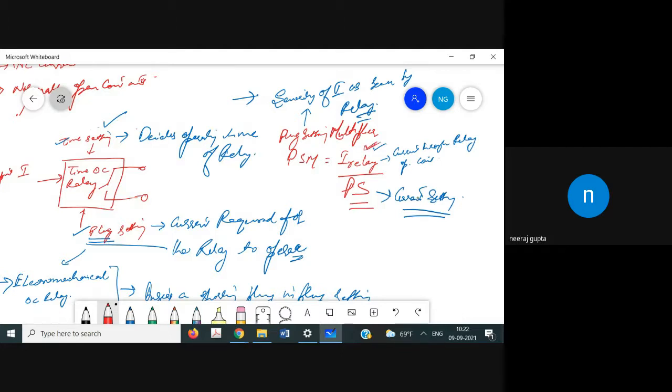If I relay is greater than the plug setting, that is the current setting, that is, if PSM is greater than 1, then there is a fault in the system. If it is equal to 1, then normal load current is flowing. And if it is less than 1, then it is normal operation.